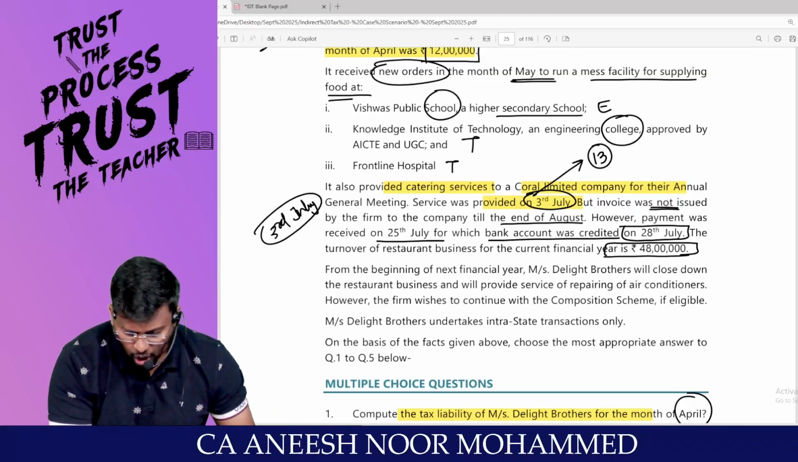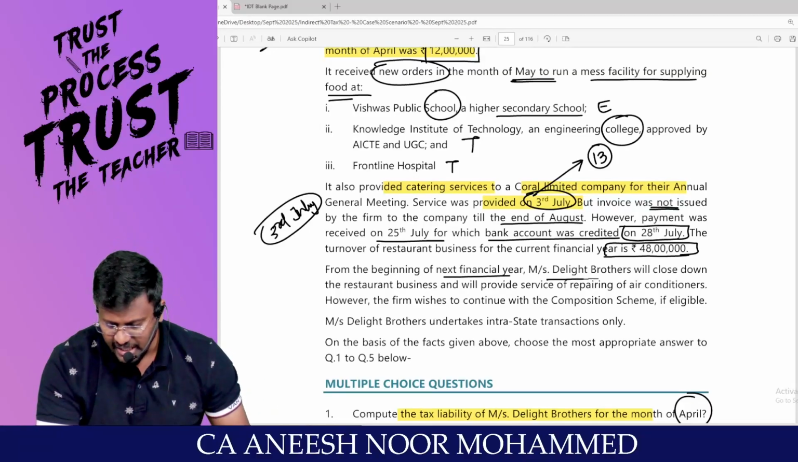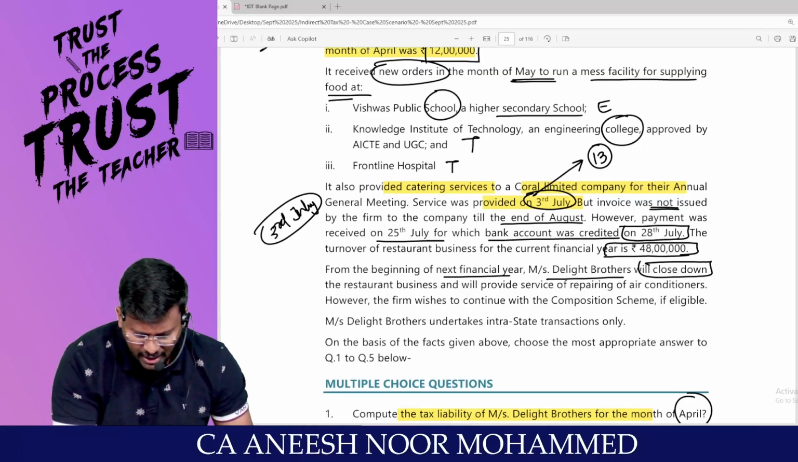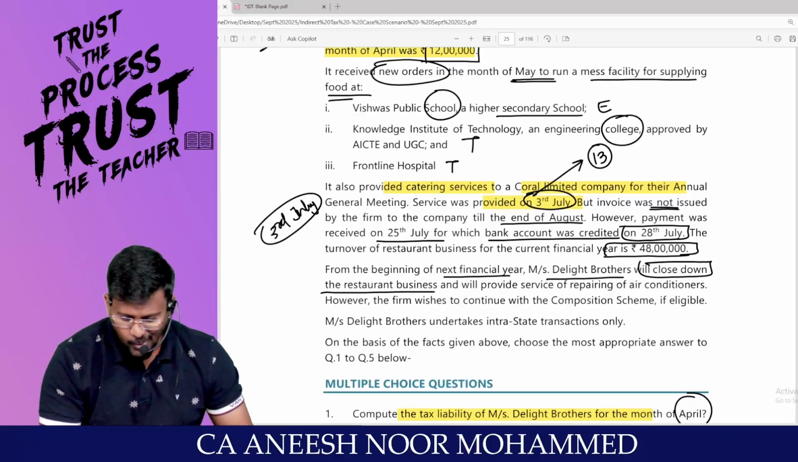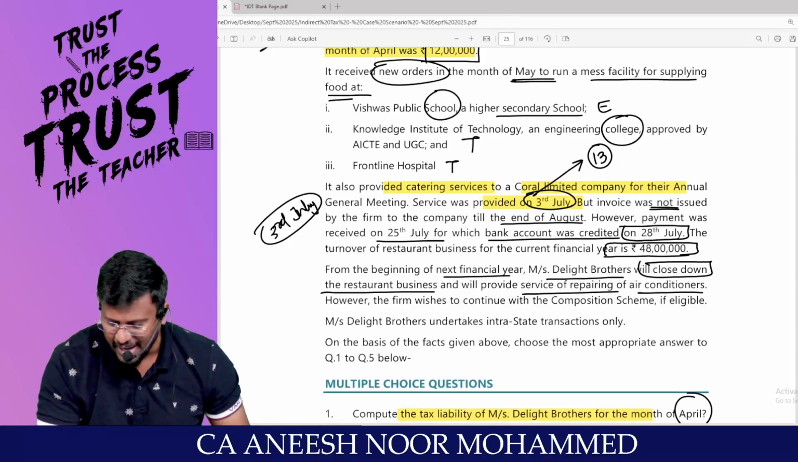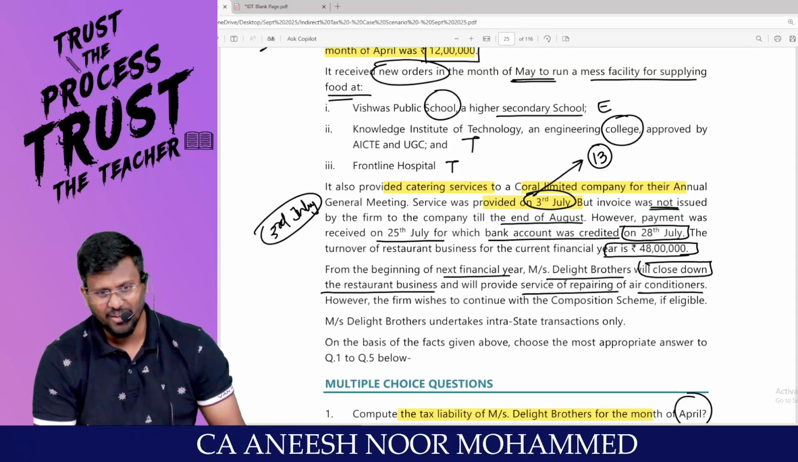From the beginning of the next financial year, Messrs. Delight Brothers will close down the restaurant business, and will provide the service of repair of what? AC. Are you all really with me?